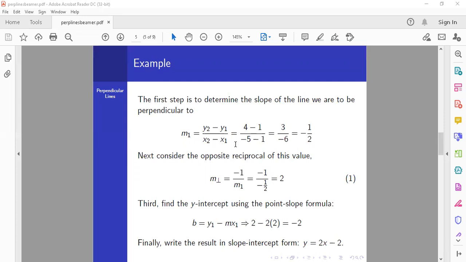Third, we find the y-intercept using the point-slope formula. Again, this is the y-coordinate minus m times the x-coordinate, but these coordinates have to come from the point that the perpendicular line has to go through. For our example, this is the point (2, 2). So we have 2 minus 2 times 2, which is -2. Finally, we write the result in slope-intercept form, y equals 2x minus 2. So our perpendicular line will be y equals 2x minus 2.